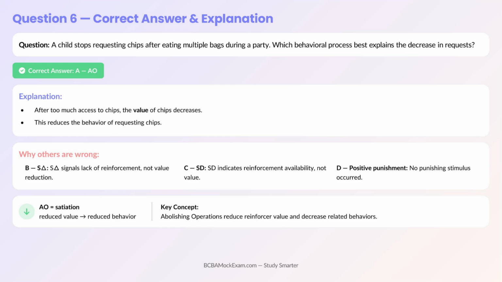S delta is incorrect because that signals no reinforcement availability, not value reduction. SD is incorrect because it signals reinforcement availability, not changes in motivation. Positive punishment does not apply because nothing aversive occurred. AO fits because satiation reduces value and reduces behavior. This is the defining feature of an abolishing operation.